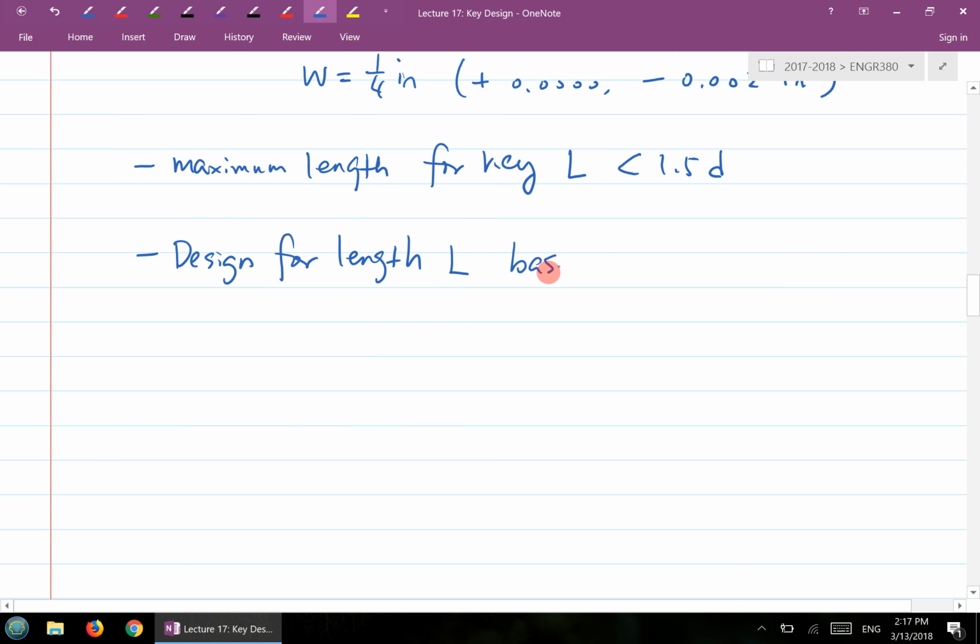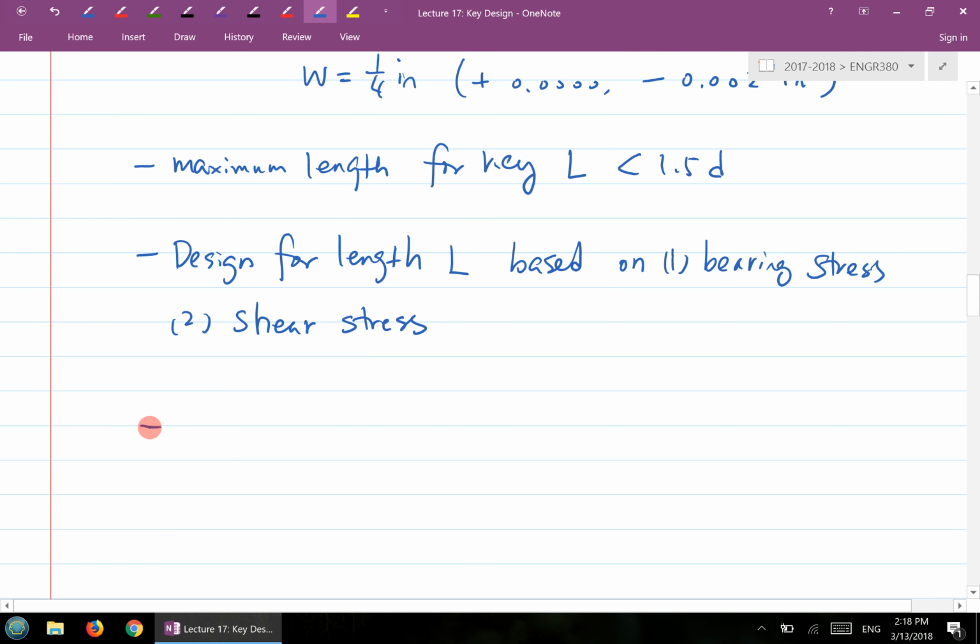And the L is designed based on two different types of stresses, two different formulas basically. So we're going to look at them shortly. First is called the bearing stress, and the second type is called shear stress. So that's how we're going to decide upon the length for the key. And I'll explain what the bearing stress formula and the shear stress formula are.